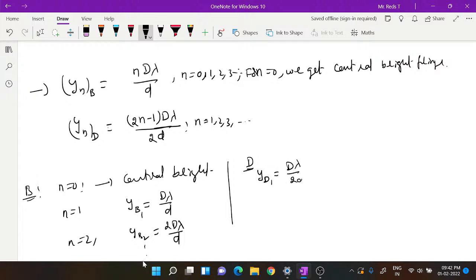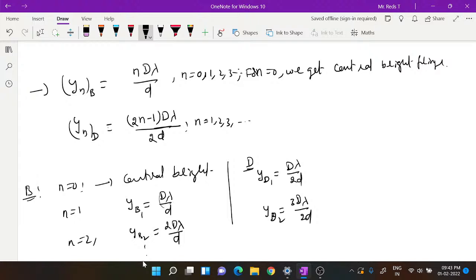The second dark fringe will be obtained at y_d2 equal to (4 minus 1) is 3dλ by 2d. What you can understand from this is that the first bright will be obtained at dλ by d. If you take dλ by d as 1 unit, then at 1 by 2 distance the dark fringe will be obtained.